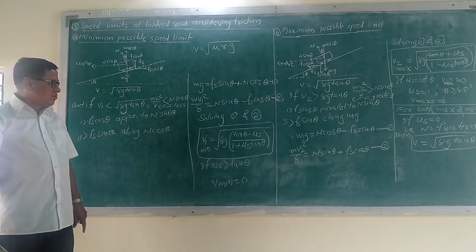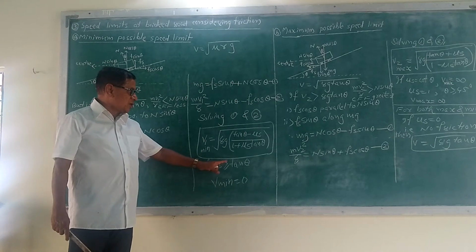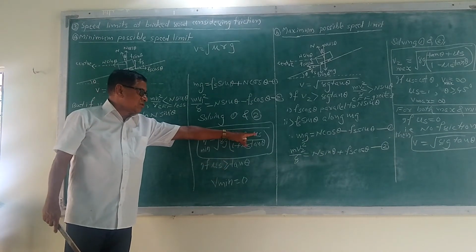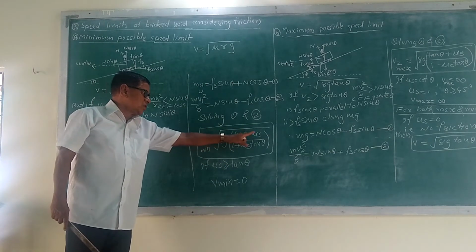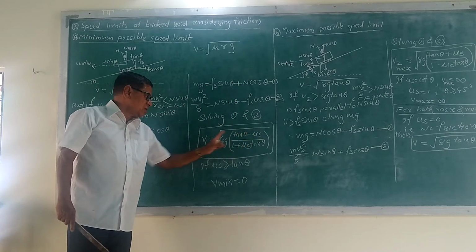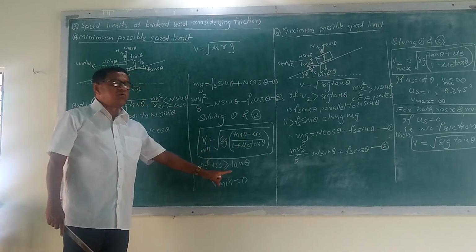If in this case mu s is greater than or equal to tan theta, equal to tan theta means the velocity v1 is equal to 0.